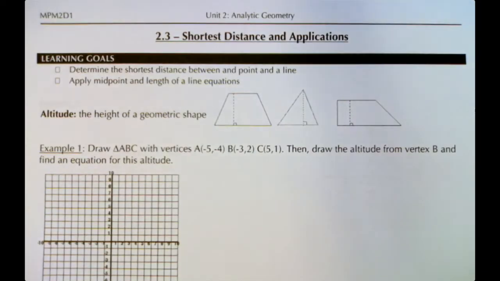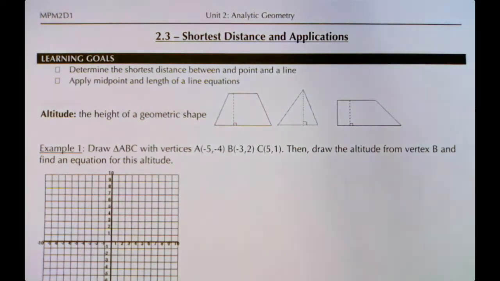Okay, this is lesson 2.3, shortest distance and its applications. In this video, we're going to find the shortest distance between a point and a line, and when we do that, what we're doing is we're finding the altitude. Now, it's easier to describe what an altitude or shortest distance is if we look at geometric shapes.